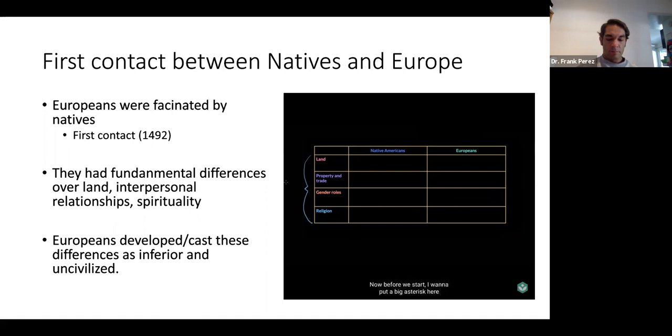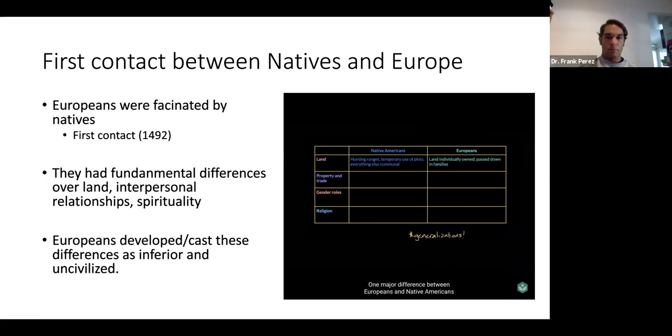Now, before we start, I want to put a big asterisk here and say that these are generalizations. Just as the English, French, Spanish, and Dutch didn't have all exactly the same religion or concept of proper gender roles, the Algonquians, Iroquois, Pueblos, and Mississippians weren't identical either. But there were some similarities among European groups and among Native American groups that allow us to compare and contrast them more broadly. So let's start identifying these differences and exploring what effect they may have had on how the two groups perceived and interacted with each other.